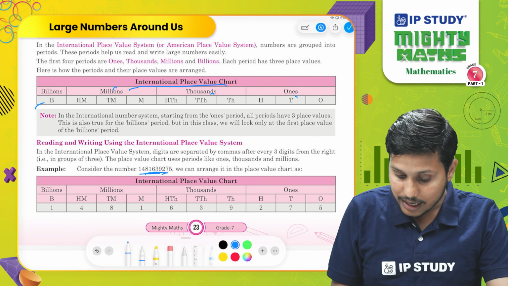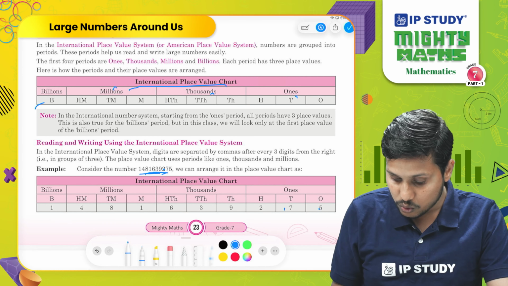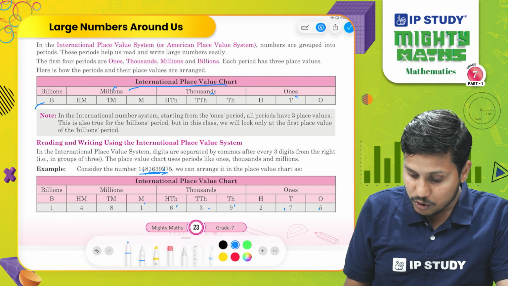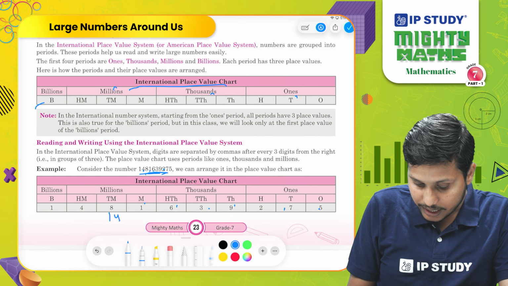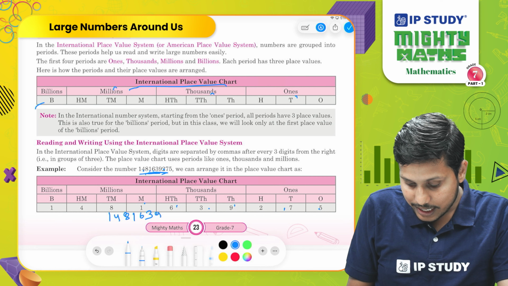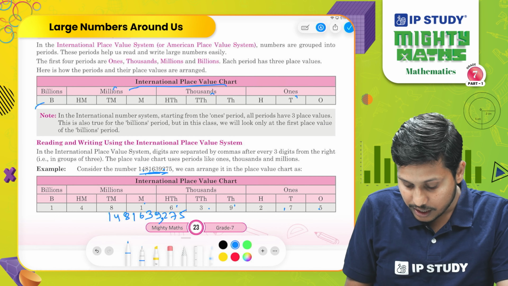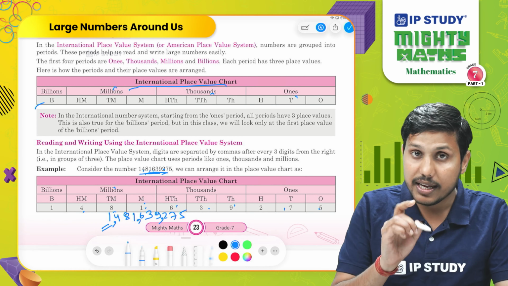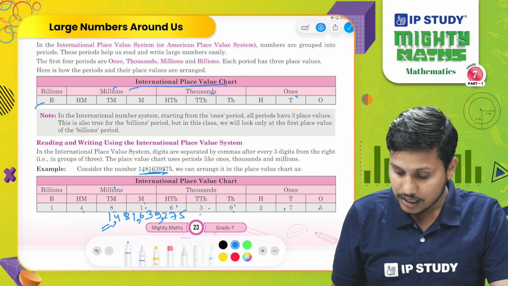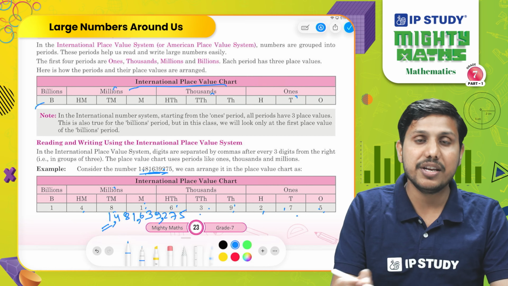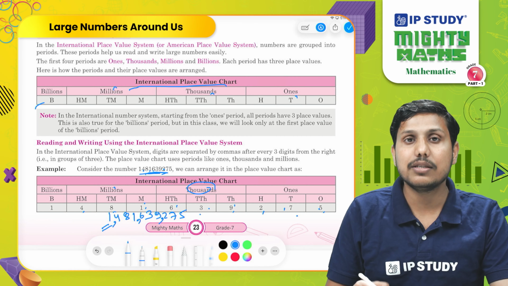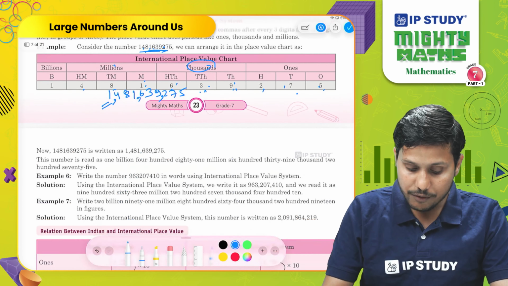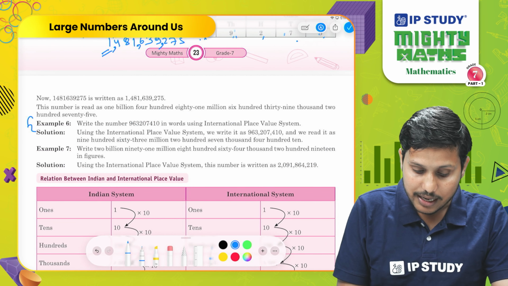For that, we'll start writing from the right part. 5, then 7, then 2, then 9, then 3, then 6, then 1, and then 4, and then 1. So if we want to present it using commas, we'll have 1, 4, 8, 1, 6, 3, 9, 2, 7, 5. Now commas will be placed like this, 3 after 3 and then after 3. So it will be 1,481,639,275. Each period is taken at once and its period name is attached to the number, like 639,000.